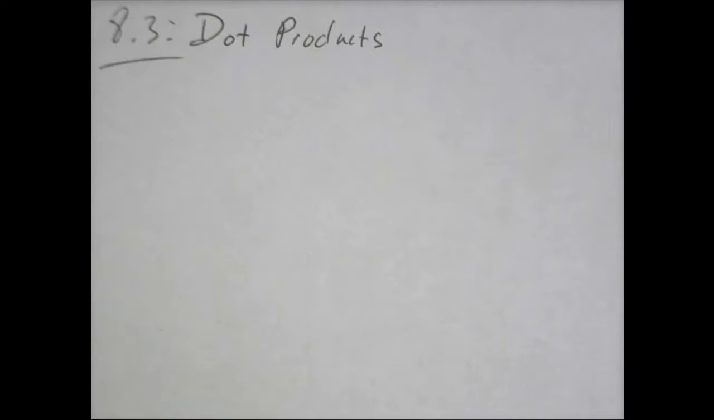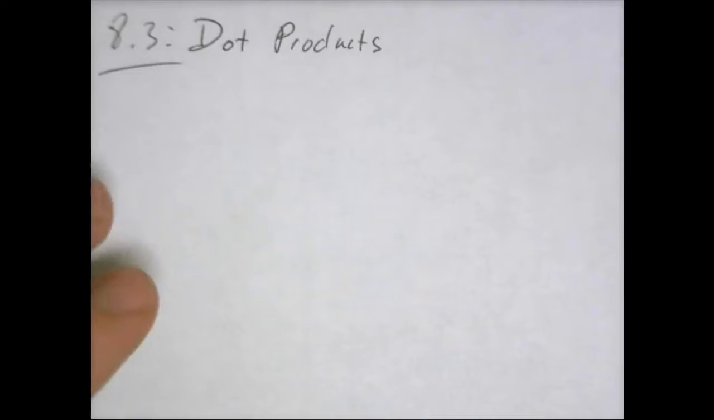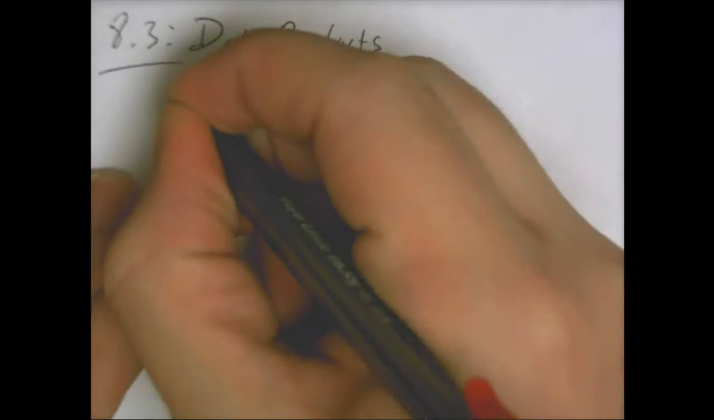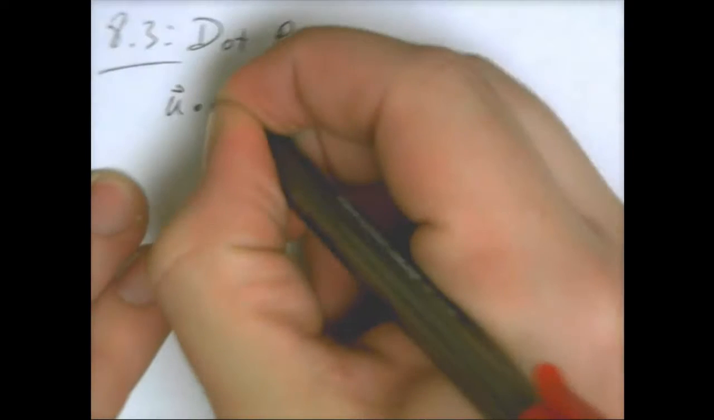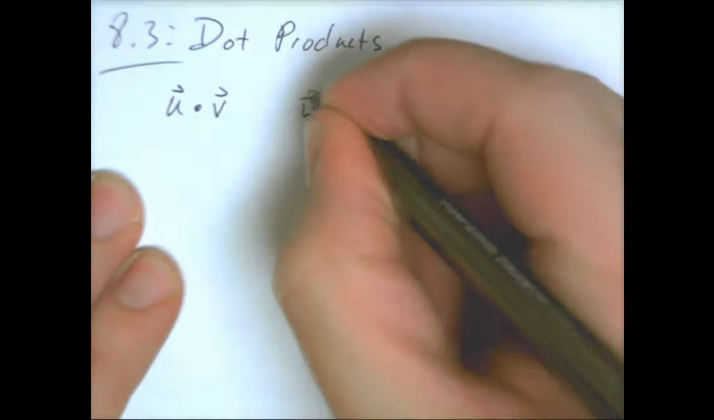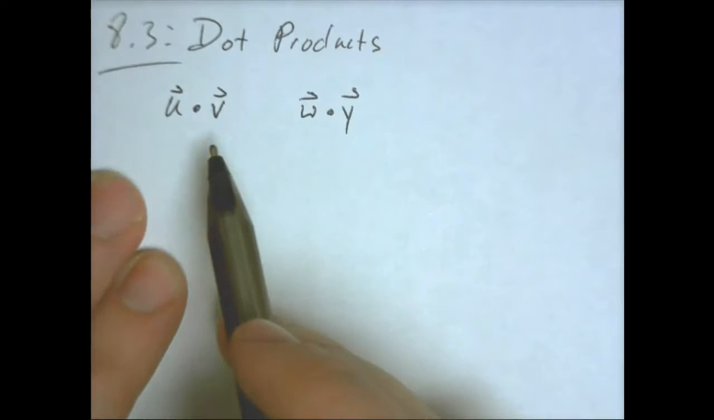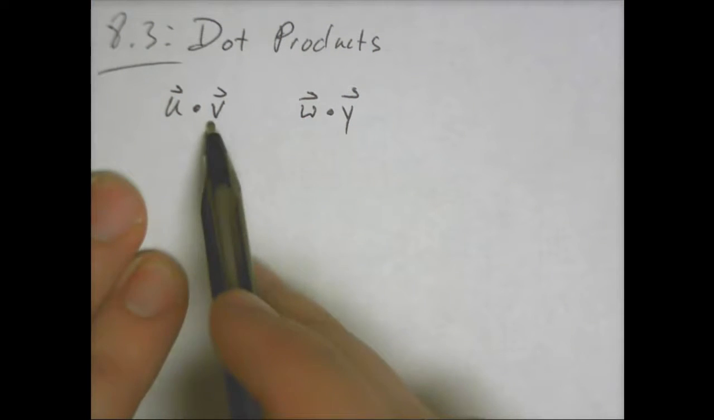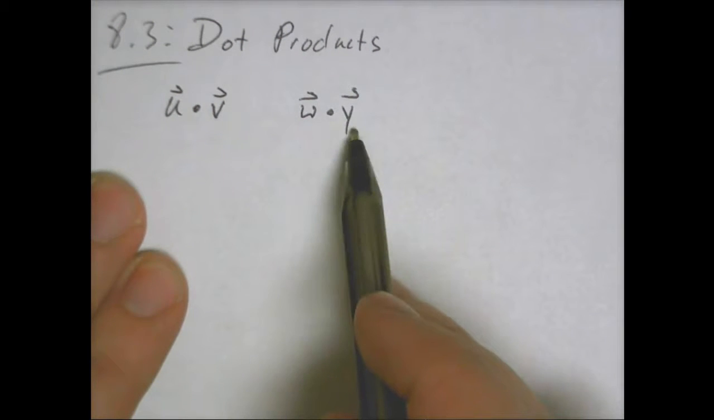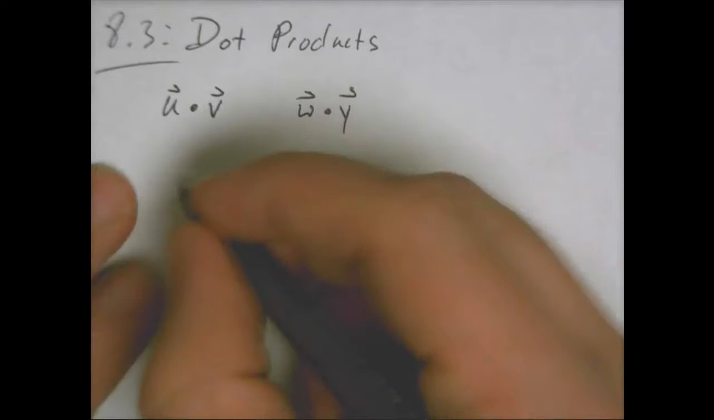Okay, so in this video, I'm going to be talking to you about 8.3 dot products. A dot product, you will see it represented as something like u dot v or w dot y. That's how you say that. U dot v, w dot y. So what this means, dot product.